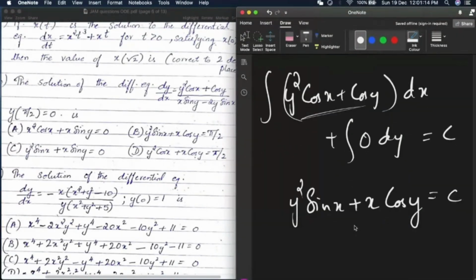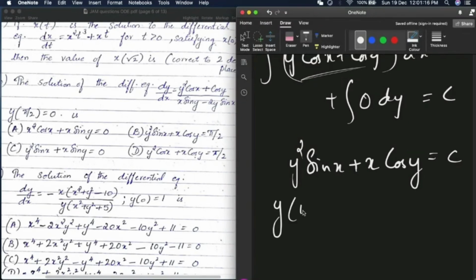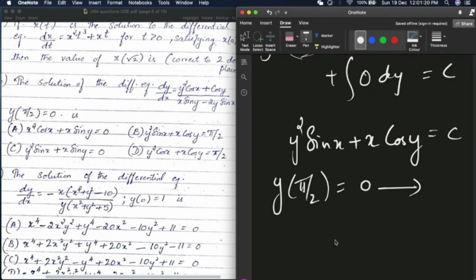And y of pi by 2 is equal to 0 is given, so you can find your c also. So y is equal to 0, then cos pi by 2 is equal to 0. C is 0, right? Yes, ma'am.